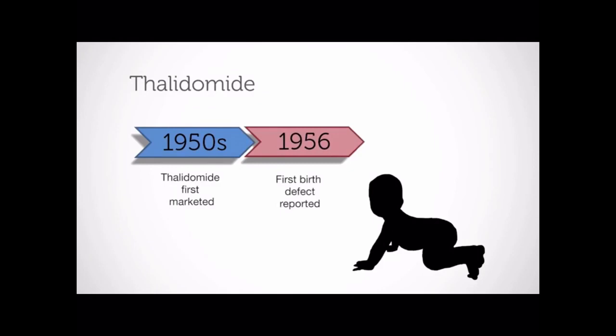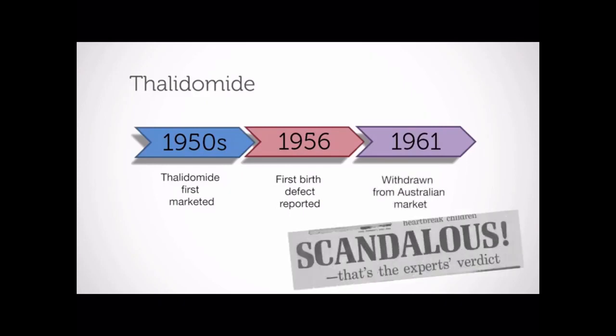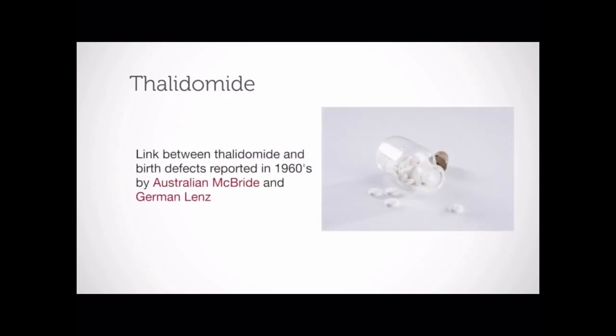The first birth defect was reported in 1956. Making headlines around the world, the drug was withdrawn from sale. Australia ceased sales in 1961. It was the Australian obstetrician William McBride and a German paediatrician, Widukind Lenz, who suspected a link between birth defects and the drug in the 1960s.